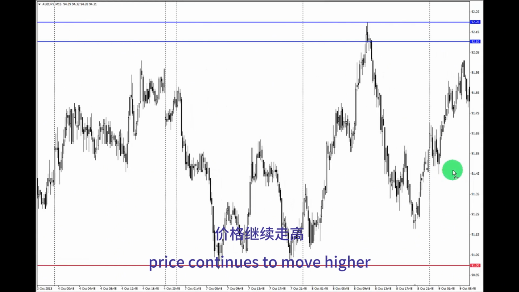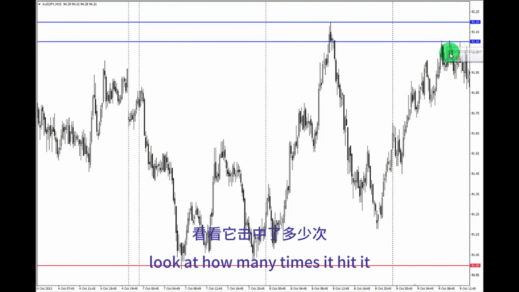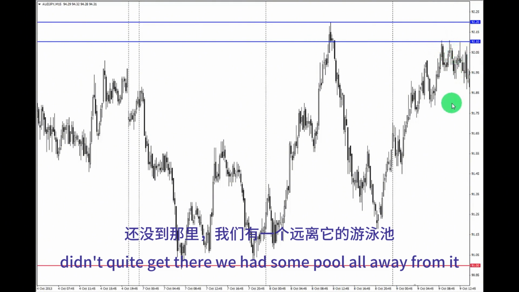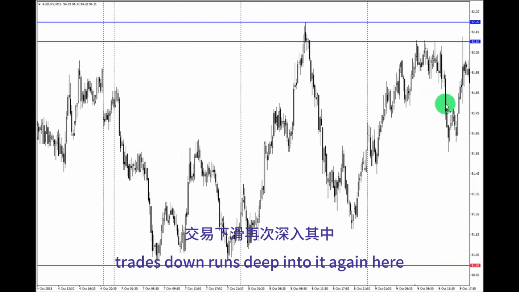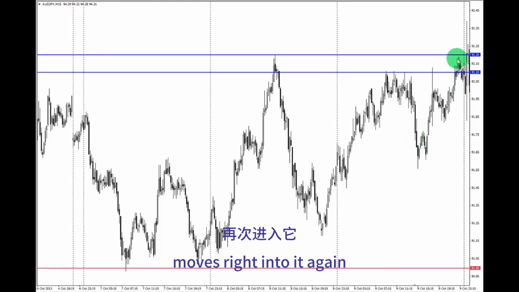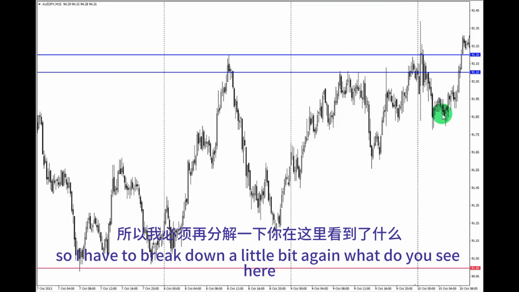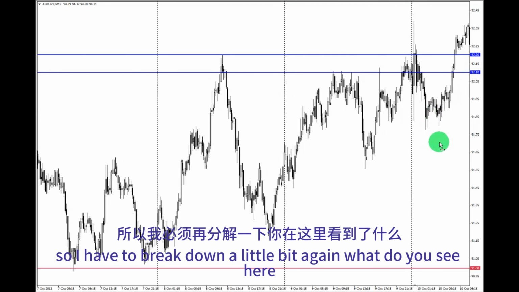Price continues to move higher, and where's the trade up to? The institutional levels that we just noted. Look at how many times it hit it, didn't quite get there. We had some pull away from it. Trades down, runs deep into it again here, moves right into it again, starts to break down a little bit again. What do you see here?